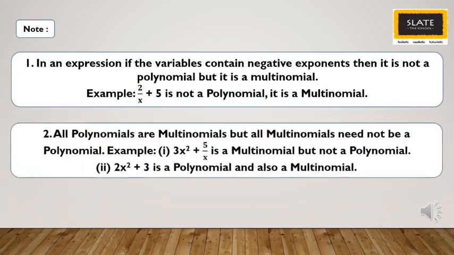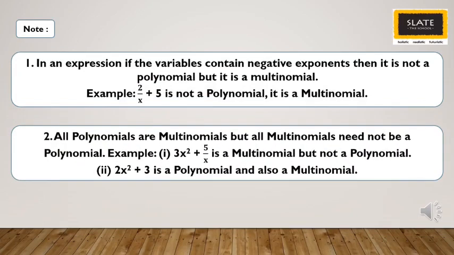Second one, all polynomials are multinomials, but all multinomials need not be a polynomial. Example, first one, 3x square plus 5 by x is a multinomial, but not a polynomial. And if you see second example, 2x square plus 3, it is a polynomial and also a multinomial.